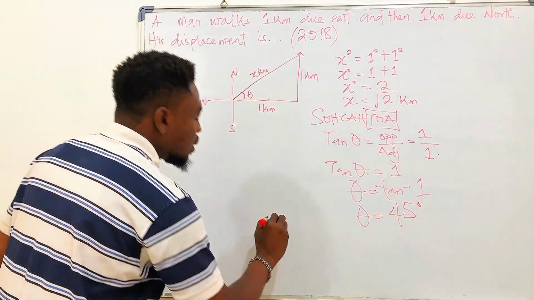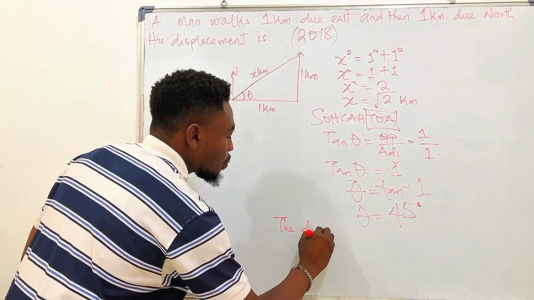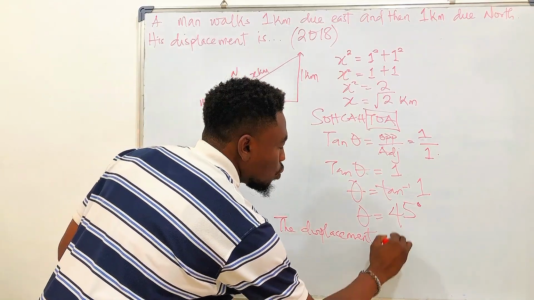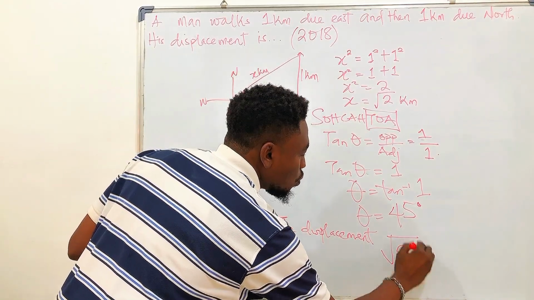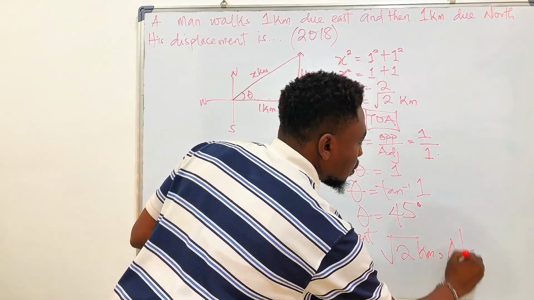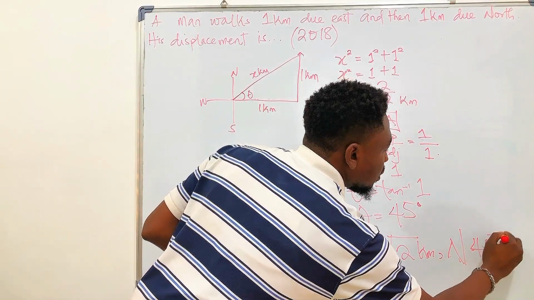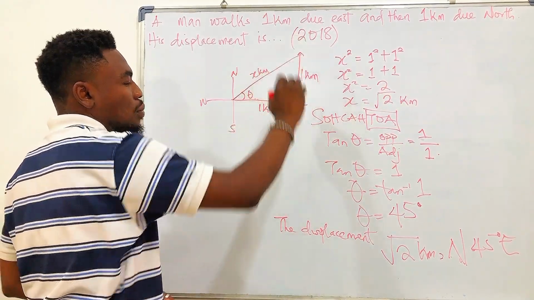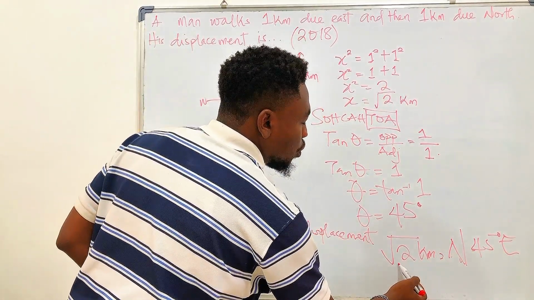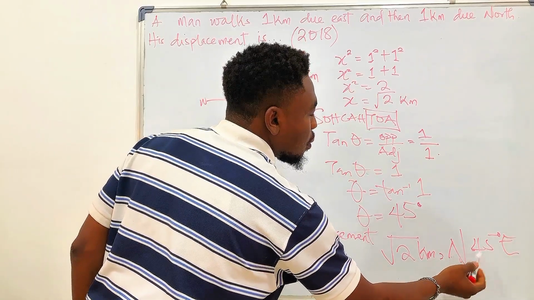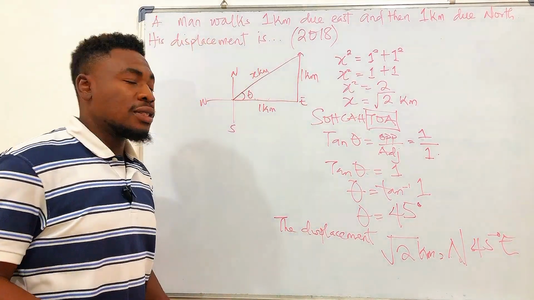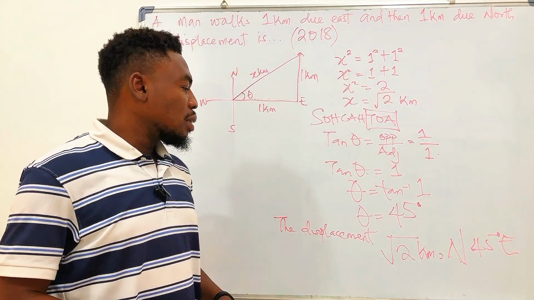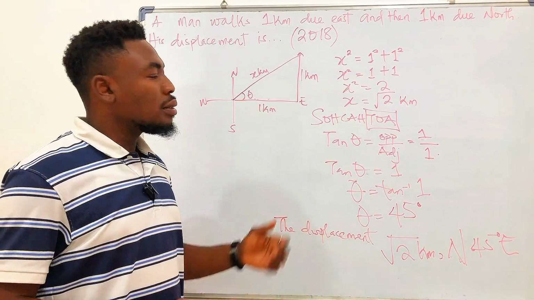So the displacement is now what? The displacement is now root 2 kilometers, not 45 degrees east, because this is north and this is what? East. So it is what? Northeast. Root 2 kilometers, not 45 degrees east. So if you look at your options, you'll find the answer there, and then you can easily pick your answer and you're done with this question.